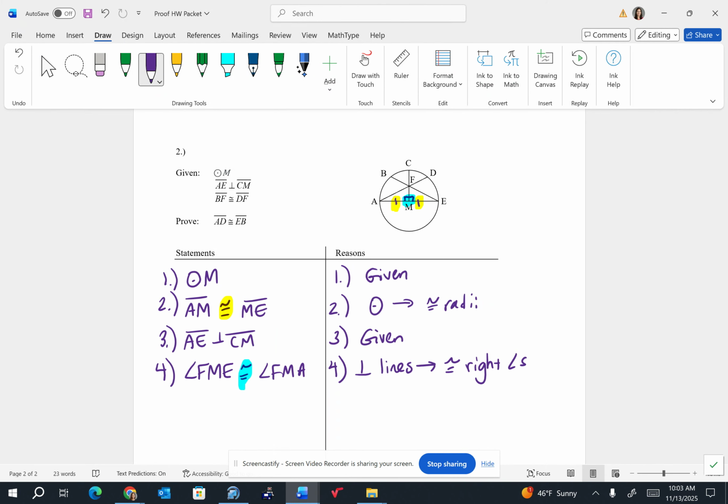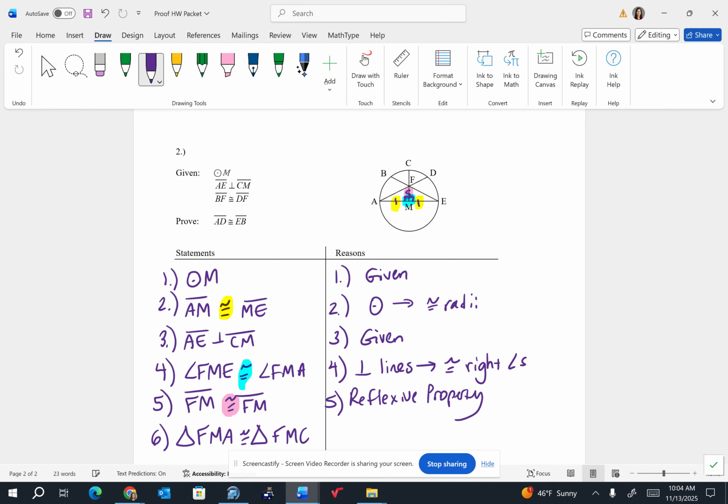So now I have 2 things. I need a third. I have another given, but I'm actually not going to use it right now. I'm going to use this reflexive segment instead because I think that given might be for something else that we need later. So I'm going to say FM is congruent to itself by the reflexive property. And now we have our 3 congruent things. So now we're ready to say that the triangles are congruent to each other. So I'm going to call them FMA and FME. And the markings that I have are side, angle, side.